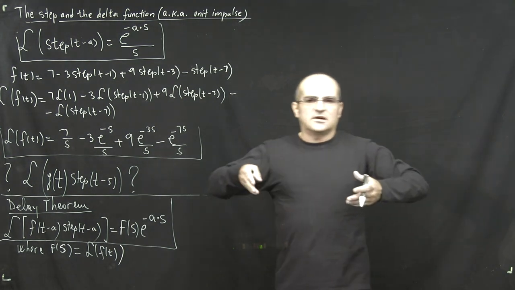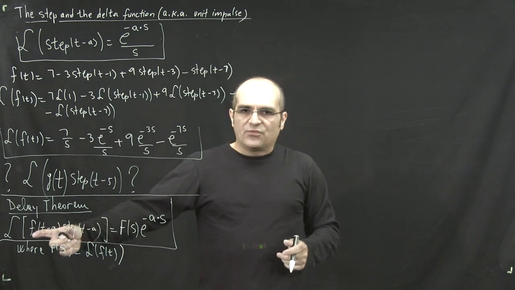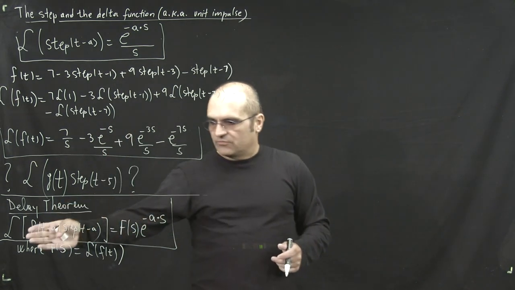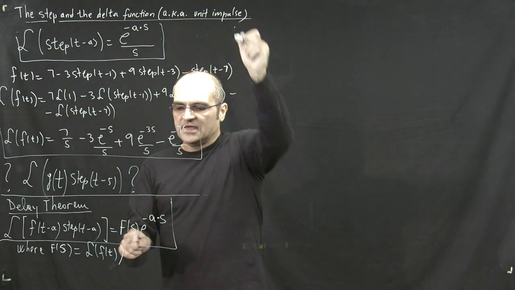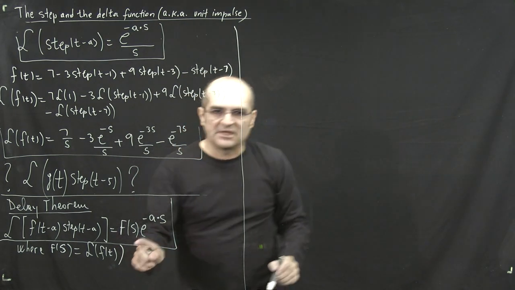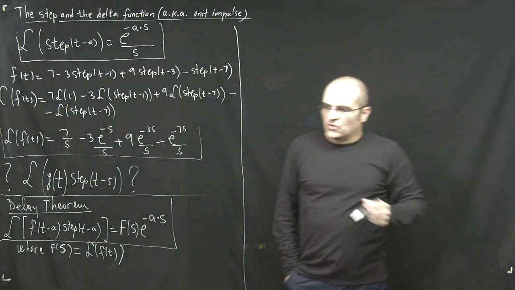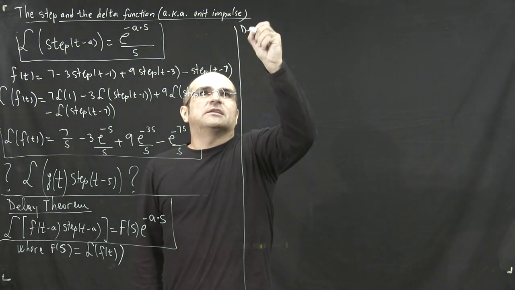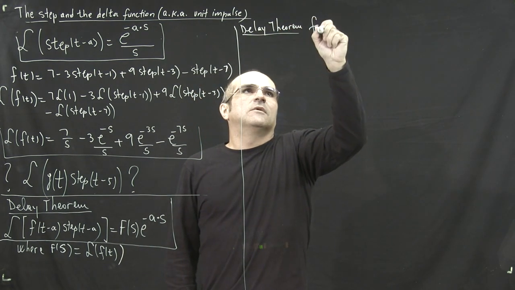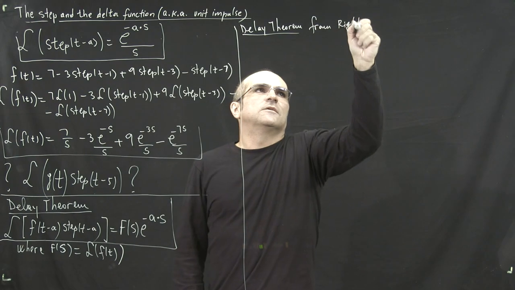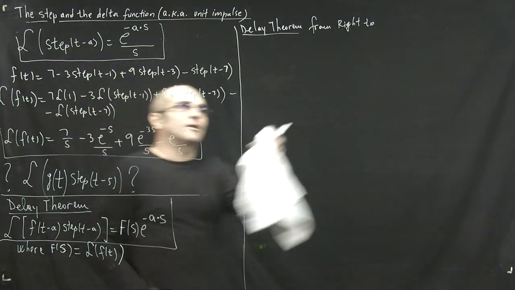So I'm going to split this lecture at this point in two parts. How do we apply the formula from left to right when you take the Laplace of this, and then how do you apply the formula from right to left when the goal is to take the inverse Laplace of something like this, when you have a function in s times e to the minus as. So let's write it as a subtitle here, the Delay Theorem, from left to right.